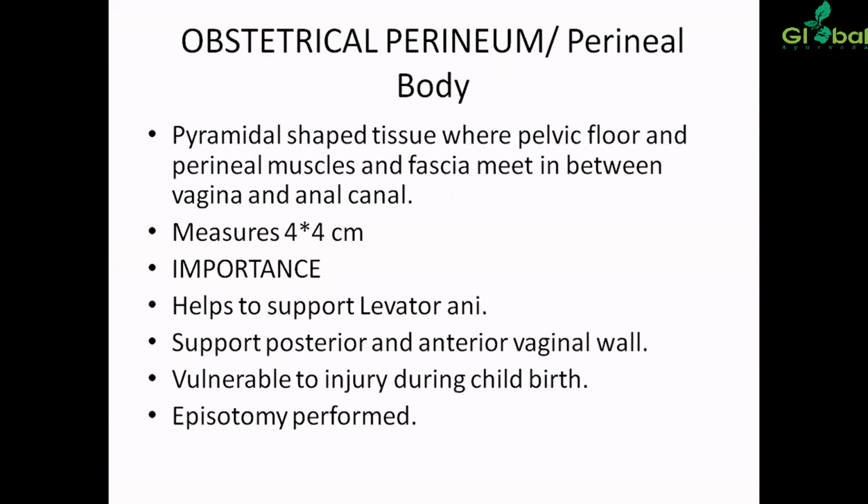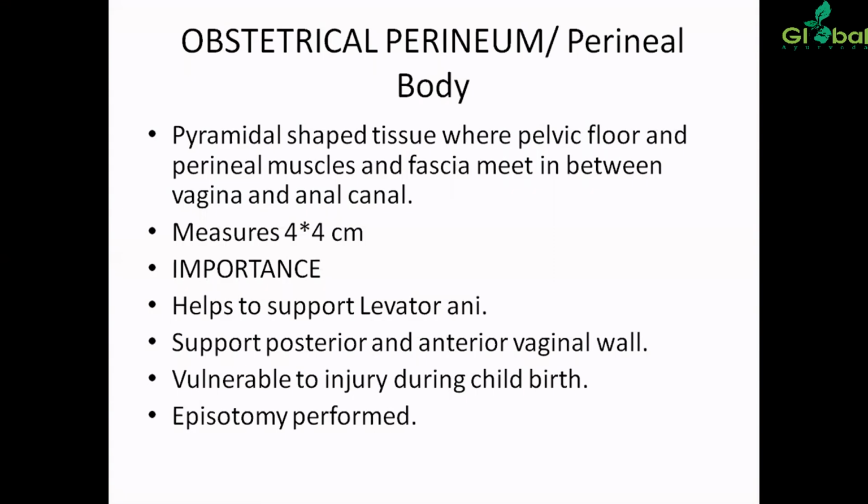Then coming to the obstetrical perineum or perineal body. The perineal body is a pyramidal shaped tissue where the pelvic floor and perineal muscles and fascia meet, in between the vagina and anal canal. This measures about 4 centimeters.